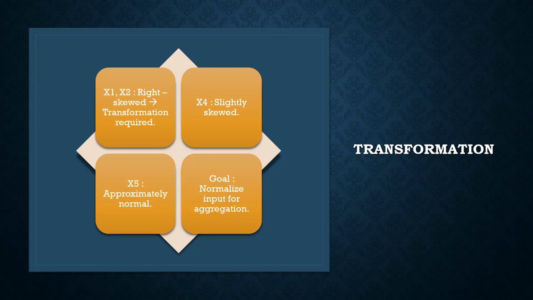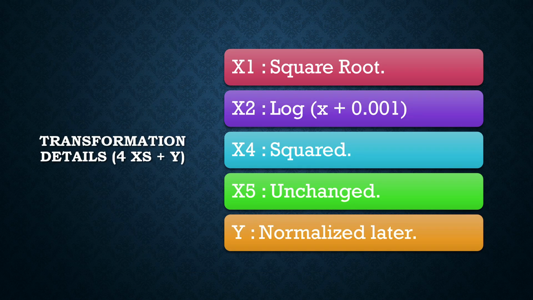And on the next slide, the transformation. To handle skewness and to ensure model accuracy, I transformed each variable appropriately before feeding them into models. On the ninth slide, the transformation details. I applied a square root transformation to citric acid, log to chlorides, squared the pH values, and left alcohol unchanged. The quality score Y was normalized afterwards.